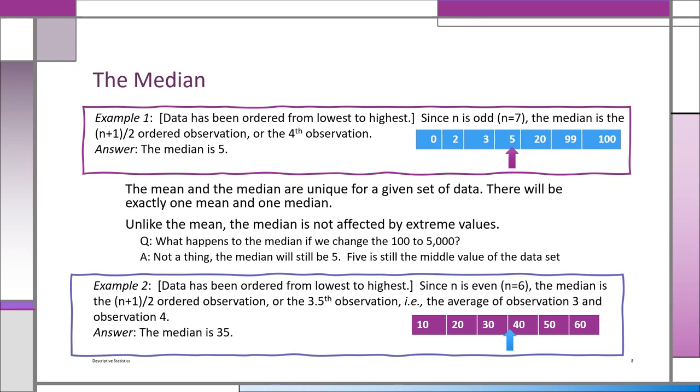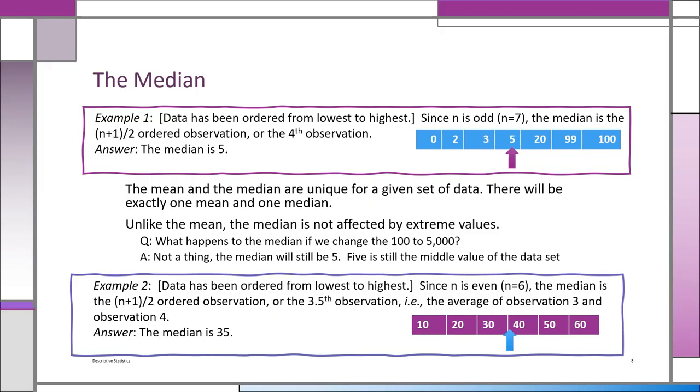Now look at 5 carefully. 3 of the values in your data set, 0, 2, 3, are below it, and 3 are above it: 20, 99, 100. That's why you got it right. That is the median. The median is 5. And things to know about it: the mean and the median are unique for a given set of data. There's one mean for a data set, and there's one median.